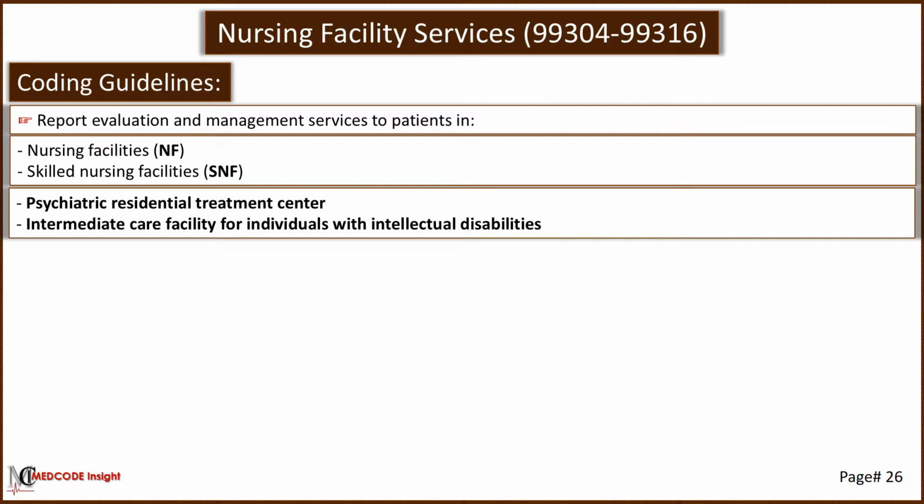The code range 99304 to 99316 are used to report the evaluation and management services to patients in nursing facility and skilled nursing facility. These codes should also be used to report the evaluation and management services provided to a patient in the psychiatric residential treatment center and intermediate care facility for individuals with intellectual disabilities.